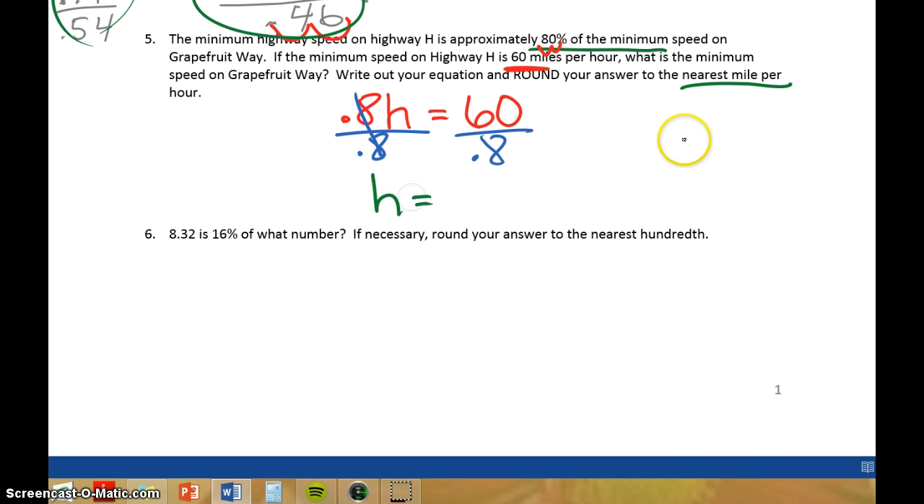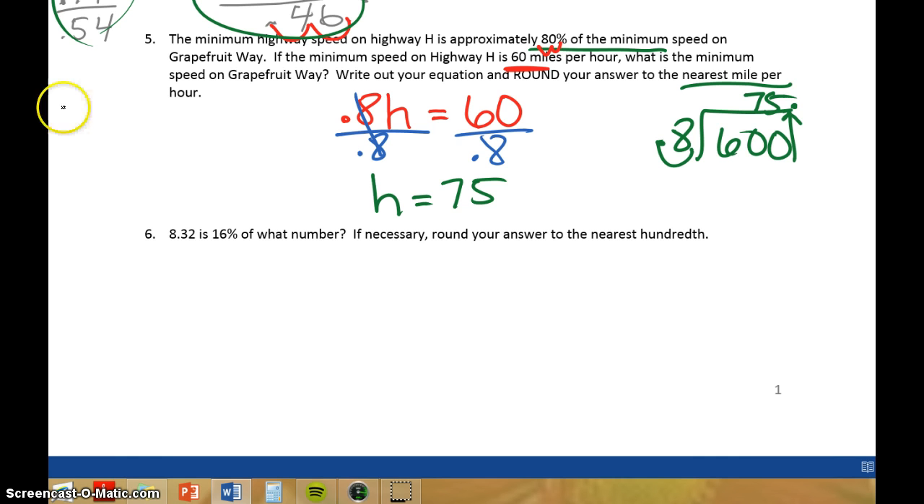And when I divide 0.8 into 60, I'm going to swoop there, add a 0, bring up that decimal. When I divide that, I end up getting 75. So my H equals 75. Now I'm going to go back and make sure I answer my question completely. What is the minimum speed on Grapefruit Way? So my answer should restate that question.